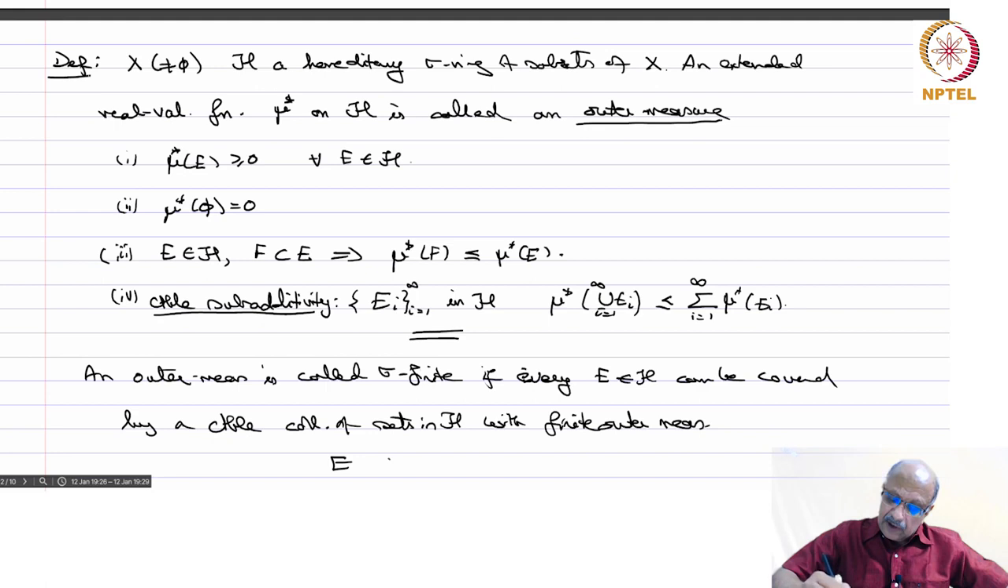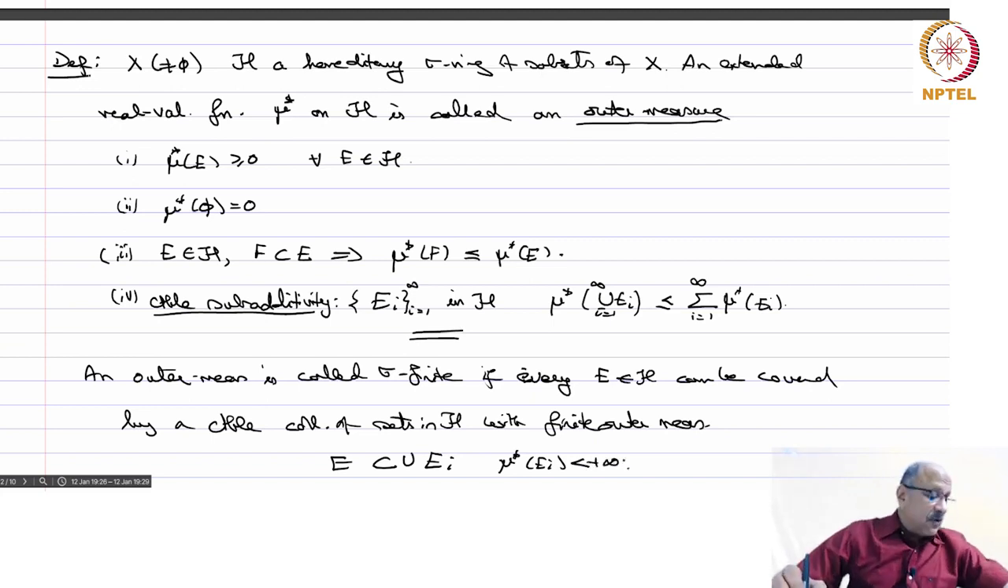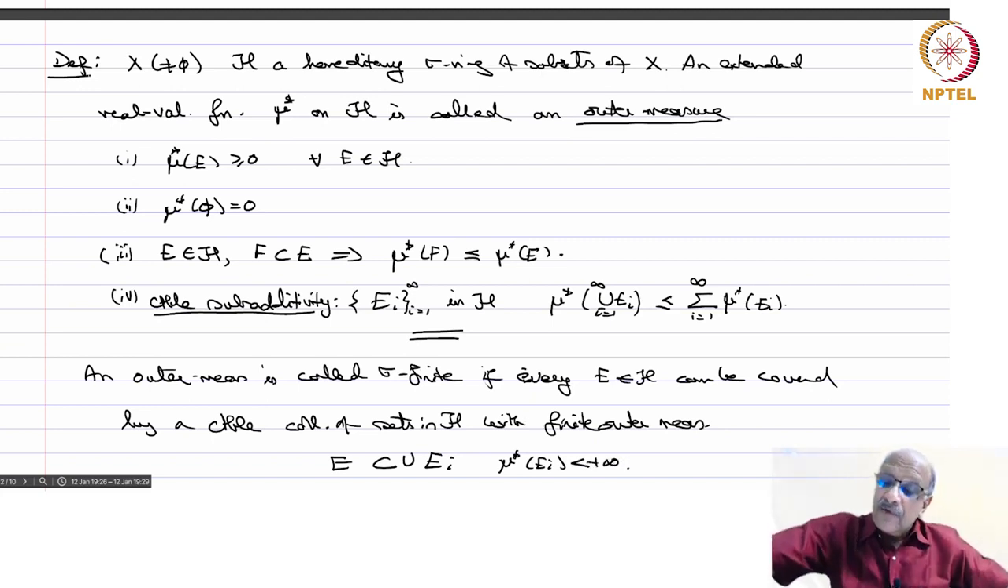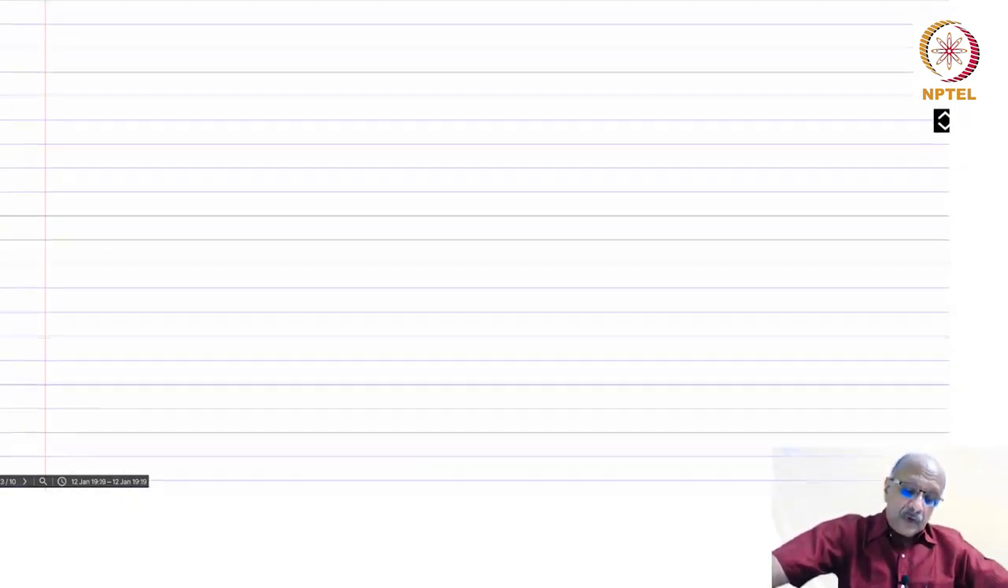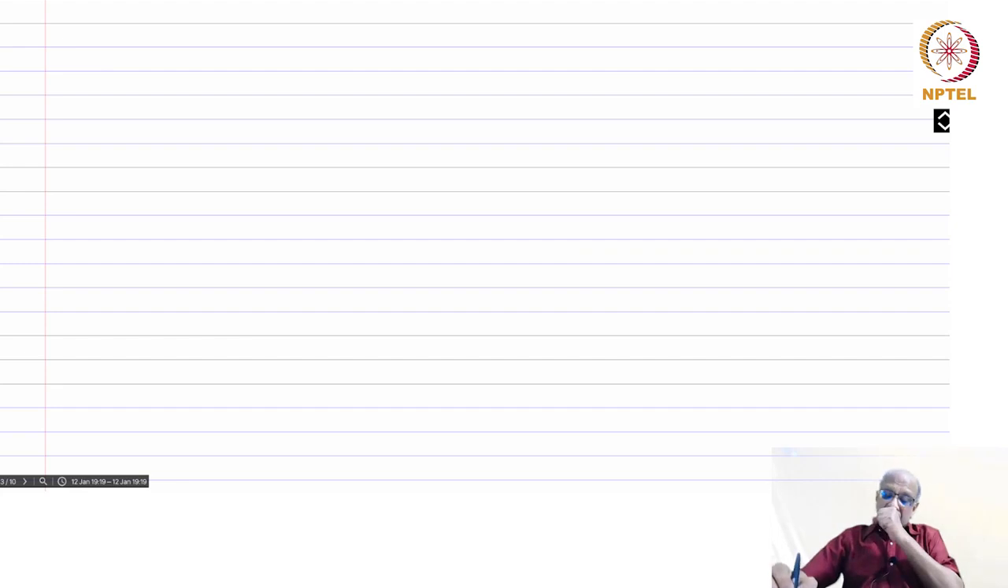So E can be written as a subset of the union of E_i, and mu star of E_i are all finite. Then you call this sigma finite. Just as we had sigma finite measures, we can have sigma finite outer measures. So why are we defining this? Outer measures occur very naturally when we try to extend a measure. Okay, so we have the following proposition.